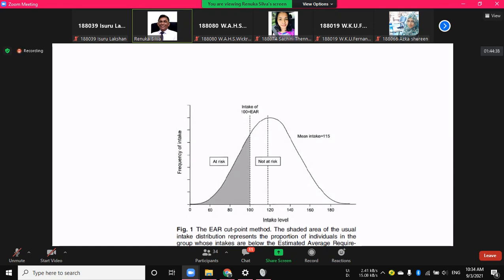Right. So the answers. And why did you say that this population is doing well or not doing well? Nimesha? Yes. This population is not doing well. Why? They didn't reach the normal population average.